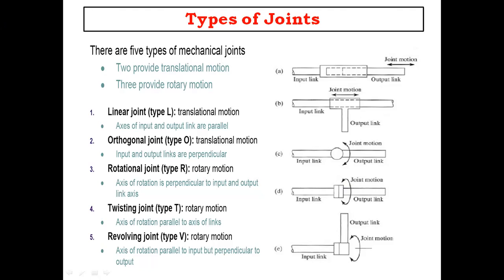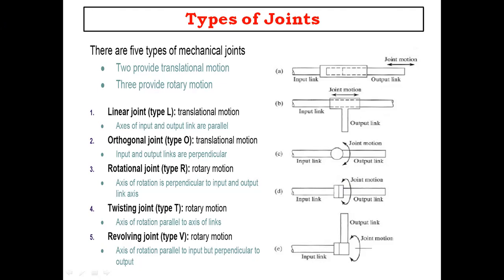In the case of a rotational joint, the axis of rotation is perpendicular to the input and output. For rotary joints, we have to define the axis of rotation. If it is perpendicular, we can go for a rotational joint. If it is parallel, we can go for a twisting joint. In a revolving joint, the input is parallel and the output is perpendicular. So if it is like this, we can go for a revolving joint.